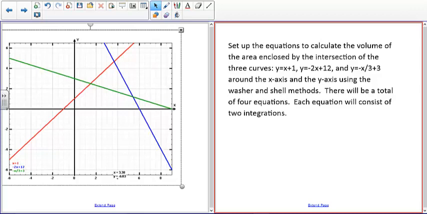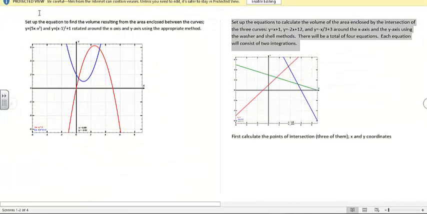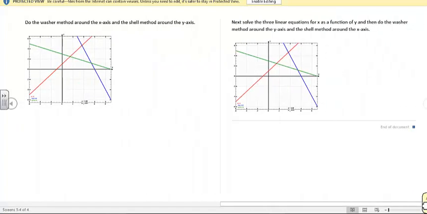So what we're going to do is rotate that triangle around the x-axis and the y-axis using both the washer and the shell methods. And then you'll see, I think, on that handout, there's another one kind of like that I may have you guys do.